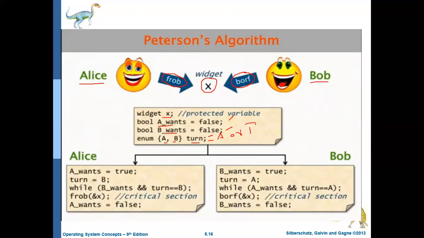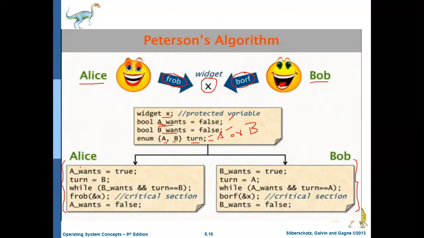If turn is equal to A, it means it is A's turn. If turn is equal to B, it means it is B's turn. Similarly, if A wants is equal to true, then it means that A wants to enter the critical section. If B wants is equal to true, it means B wants to enter the critical section. Now this is Alice's code for process synchronization, and this is Bob's code for process synchronization to ensure data consistency. Here A represents Alice and B represents Bob.